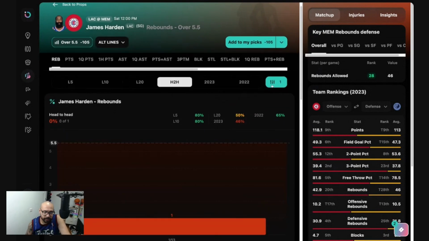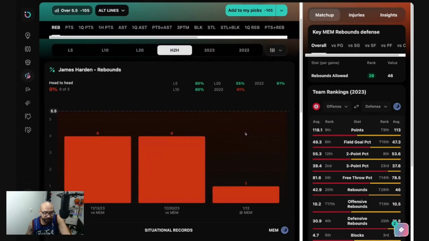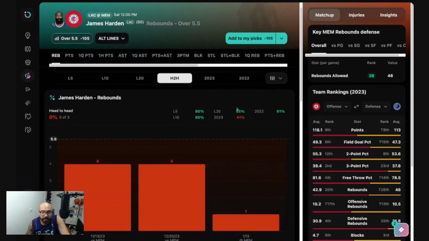The challenge here is his form against the Grizzlies. Check that out. 3 games against the Memphis Grizzlies this season, and he's gone under his rebound line in all 3 games. So that makes me a little bit hesitant to take James Harden over on rebounds. So he's done it well on the road. The matchup is a great one, but in 3 attempts against the Memphis Grizzlies this season, he hasn't made it happen once. So, yeah. Look, it's a lean for me right now.